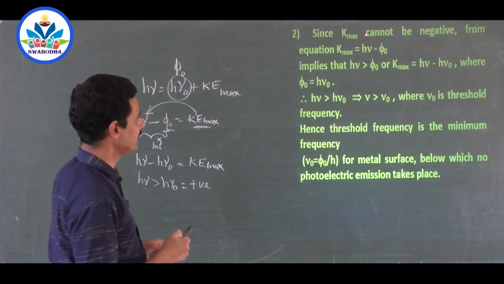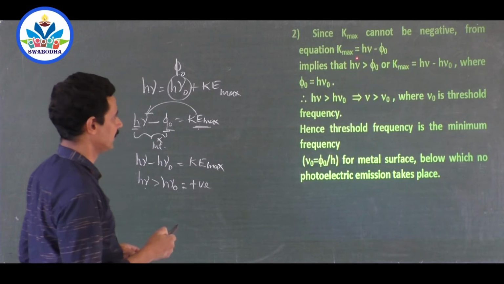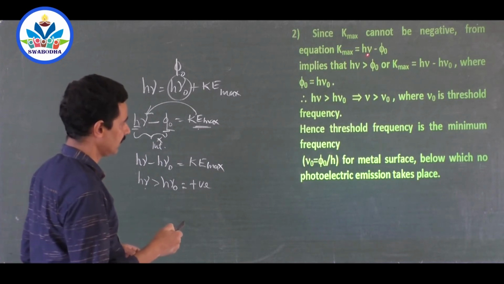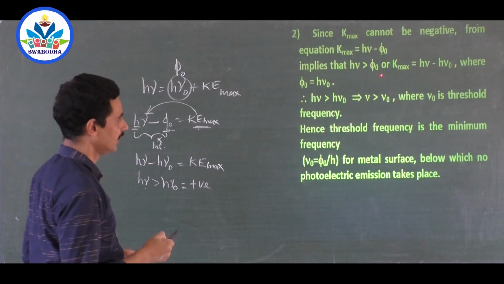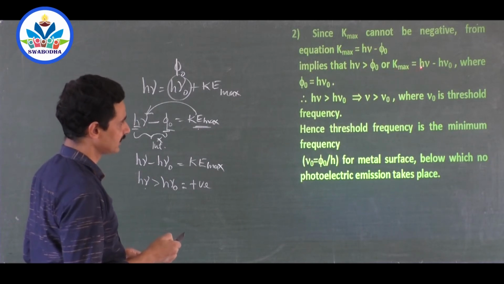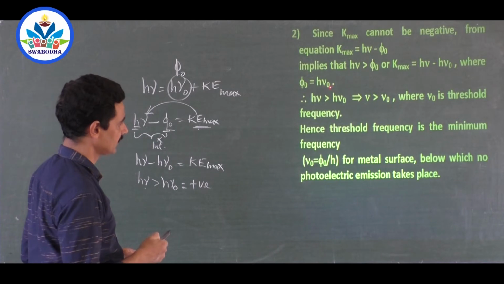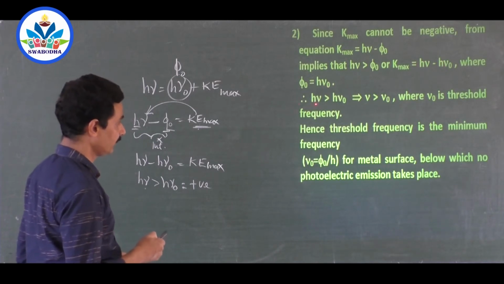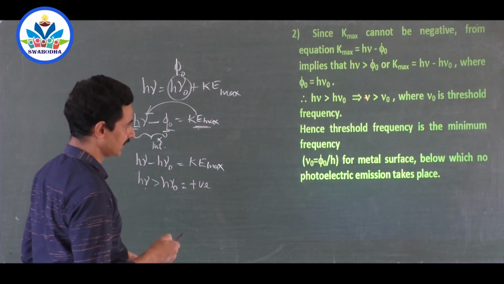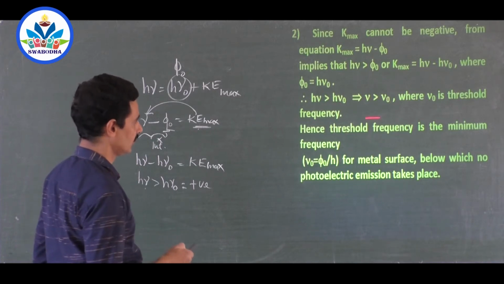Since kinetic energy maximum cannot be negative from the equation h nu minus phi naught, h nu should be greater than phi naught, or kinetic energy maximum equals h nu minus h nu naught, where phi naught is equal to h nu naught. Yes, this is replaced by h nu naught. Therefore h nu should be greater than h nu naught, that is, nu should be greater than nu naught, where nu naught is the threshold frequency.